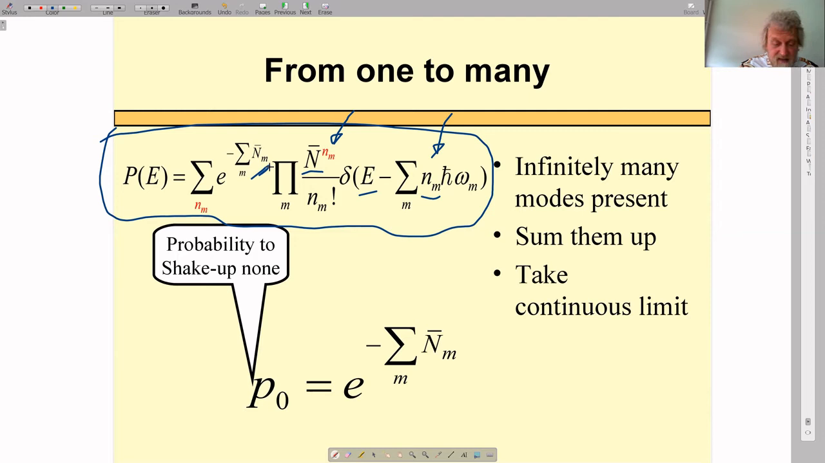But let me first concentrate on a simple case, when we can do it immediately. Let me look at the probability to have no excitations in the course of the shake-up. So what do I do here? I have to put all n_m to zero.